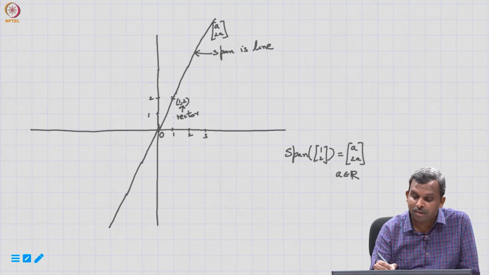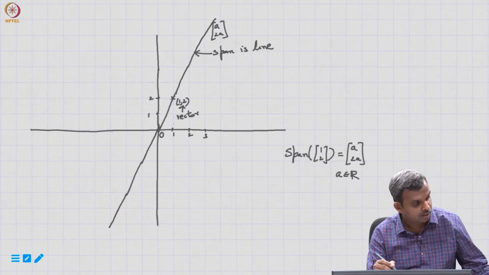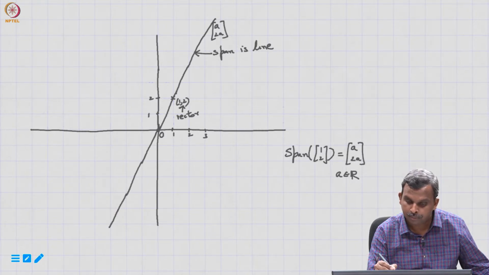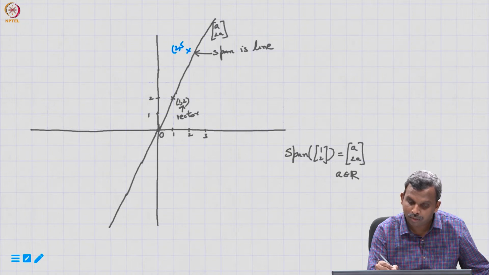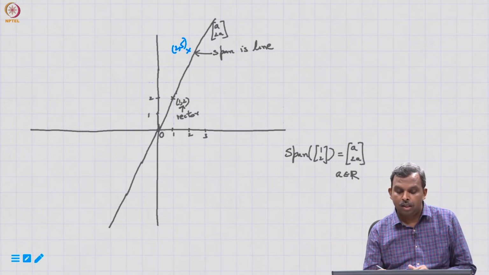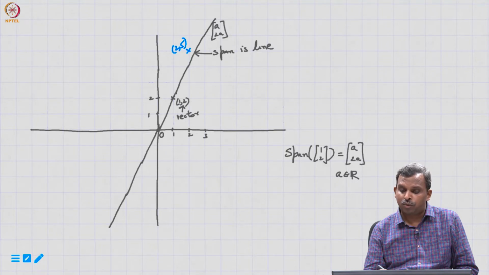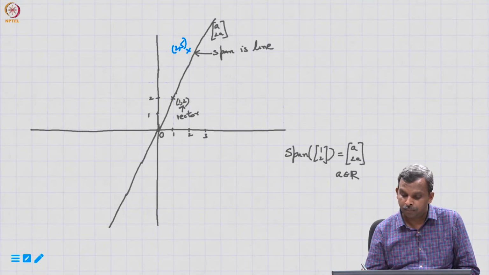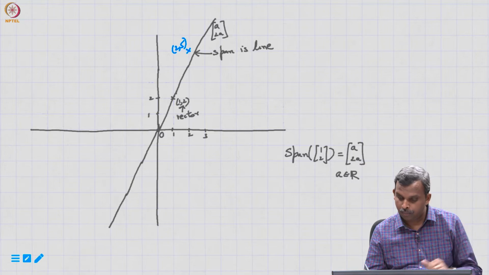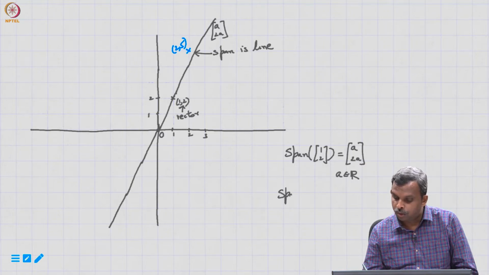So (2, 5) is a point here. Maybe I'll draw it in another color. This is the point (2, 5). Now what will happen if you take the span of these two things? The span of (1, 2) and (2, 5).